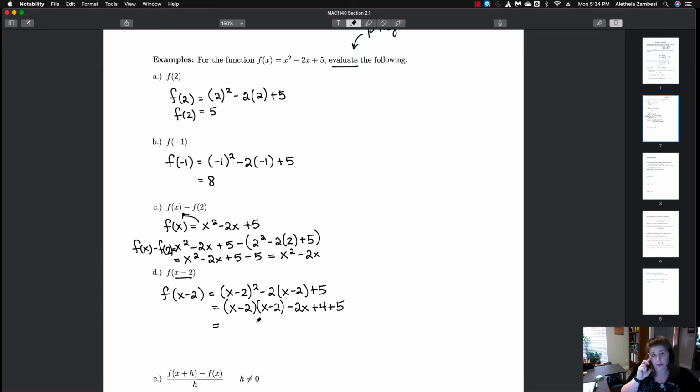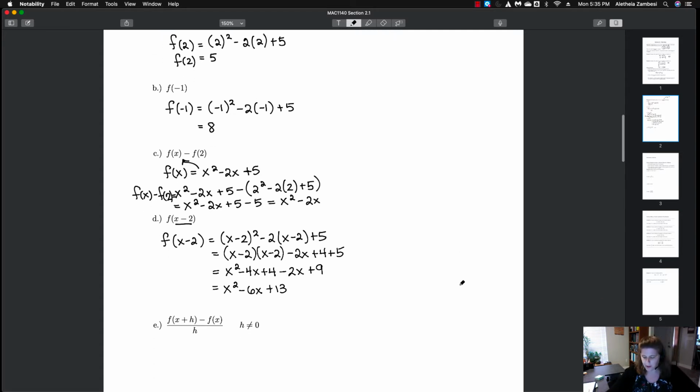Foiling out that first piece, x times x gives me x squared. Outside gives me minus 2x, inside minus 2x, so minus 4x. Negative 2 times negative 2 gives me plus 4. Minus 2x, combining the 4 and the 5, plus 9. And finally, combining like terms, x squared minus 6x plus 13 for a total.